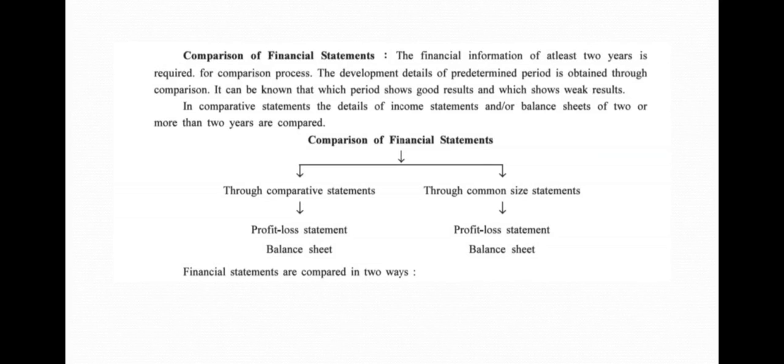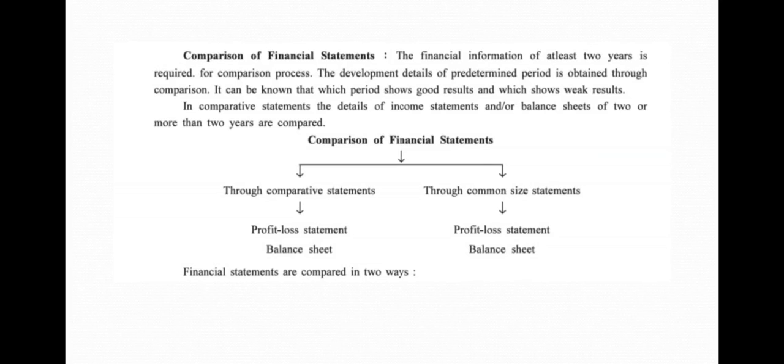First of all, comparison of financial statement. The financial information of at least 2 years is required for comparison process. The development details of a predetermined period are obtained through comparison. It can be known which period shows good result and which period shows weak result.